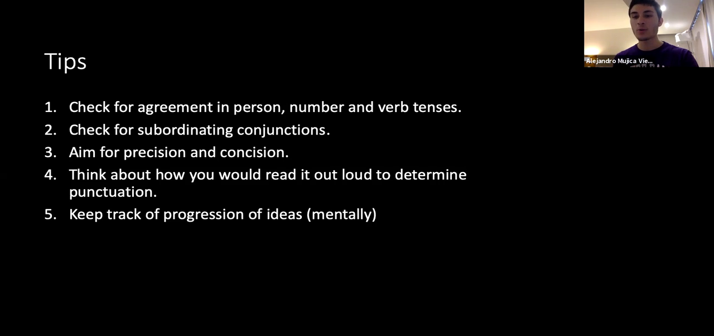Whenever you're going to get a progression of ideas question, you're going to get numbers in each of the sentences in a paragraph. You're going to have a 1 next to sentence number 1, a 2, a 3, and it's going to be in between brackets for each of the sentences. Throughout the entire paragraph, you're going to get numbers for each sentence.